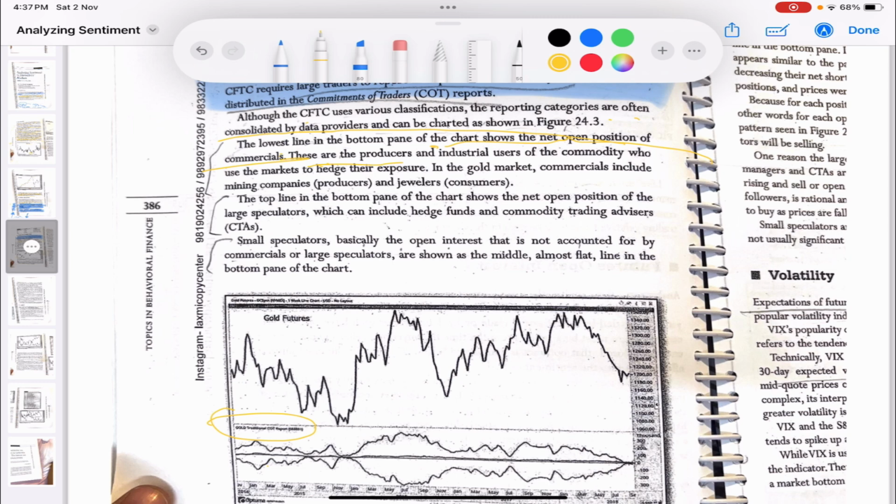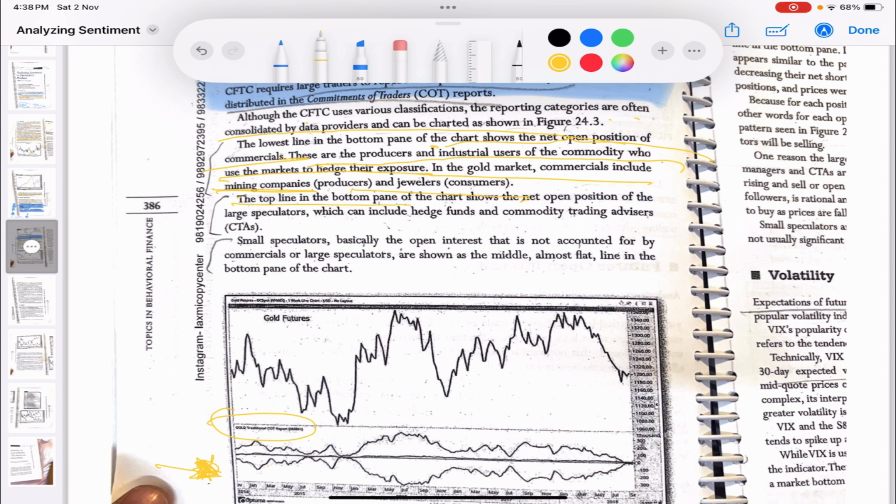These are the producers and industrial users of commodities who use the markets to hedge their exposures. While we are speculators and we just trade gold to make money by speculation, the actual gold suppliers, the actual people who are selling or buying gold, who are the actual dealers of gold, are basically the commercials, and the first line from the bottom depicts their buying and selling activity. In the gold market, commercials include mining companies and jewelers. Jewelers are obviously the consumers, and the mining companies are the producers.